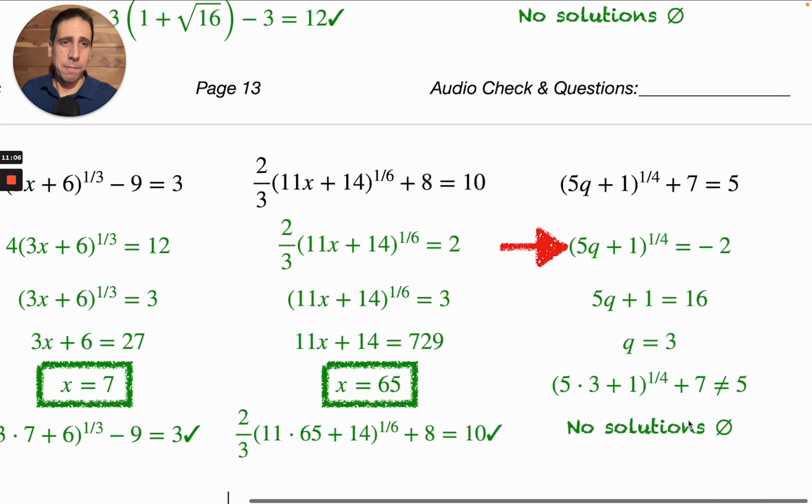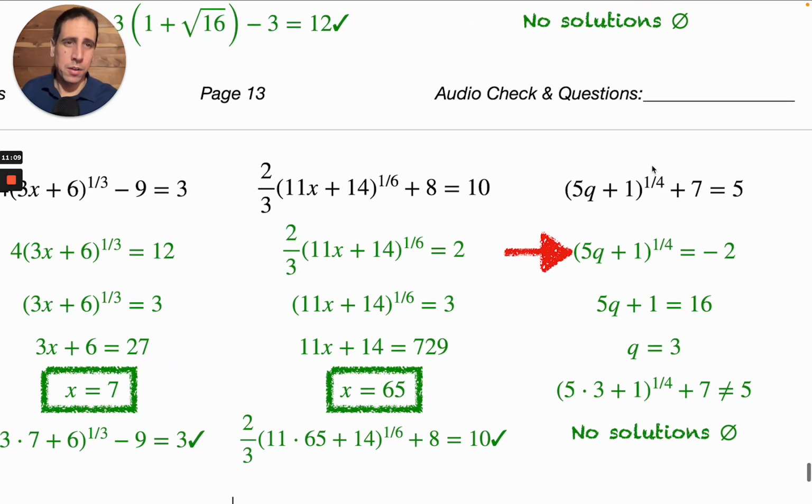Let's do something here. This is 5q plus 1 to the 1/4 power plus 7. Okay, just knowing that this is a radical, it's the 1/4, we're going to have to check our answer because 4 is even. So undo everything on the outside, that's the addition, and then here we get this. And now we have to raise all this to the 4th power. So to undo the exponent, which we can see here gets undone. Negative 2 times itself 4 times is positive 16. Undo the addition, undo the multiplication, you get q is equal to 3, and we've got to check it.